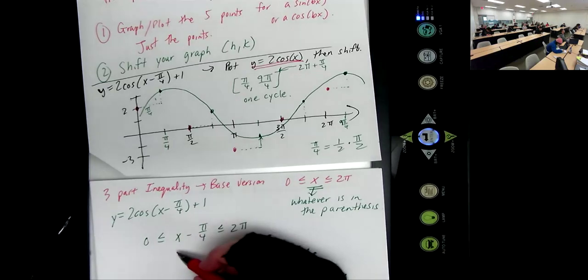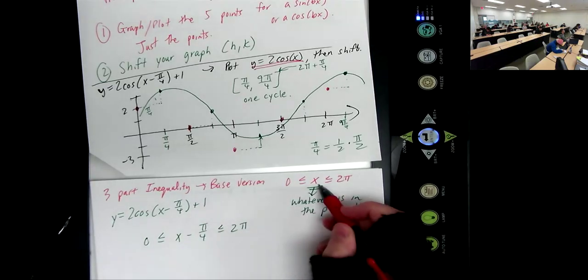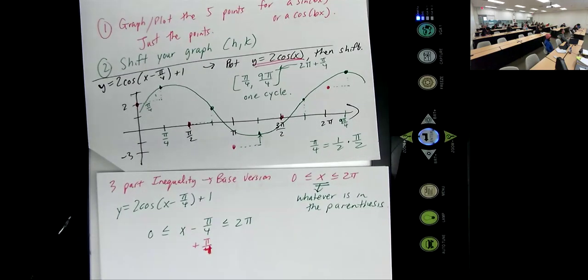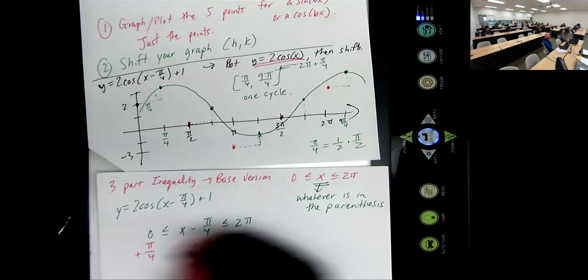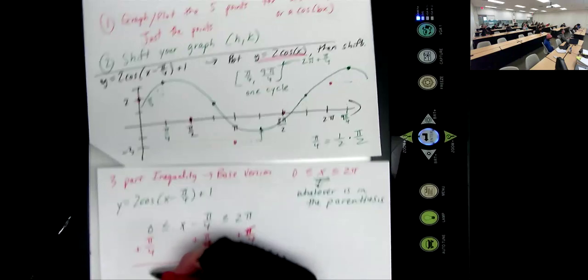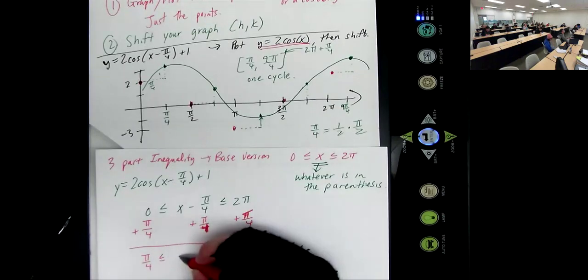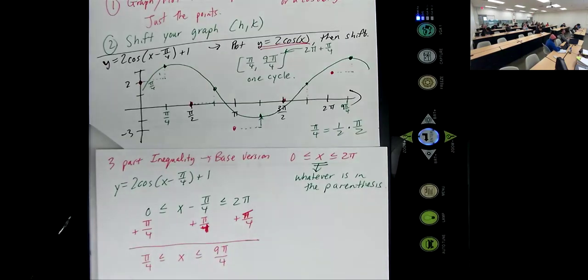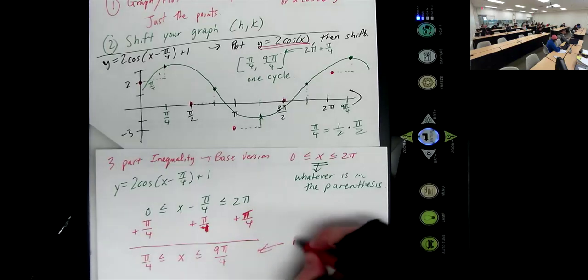And now I want to get x by itself like I have it up here. To do that, I would have to add pi over 4 here. And if I add pi over 4 here, I gotta add it everywhere. And I get pi over 4 is less than or equal to x, which is less than or equal to 9 pi over 4. That shows you the start and the stop. You still have to break this up into 4 equal points.